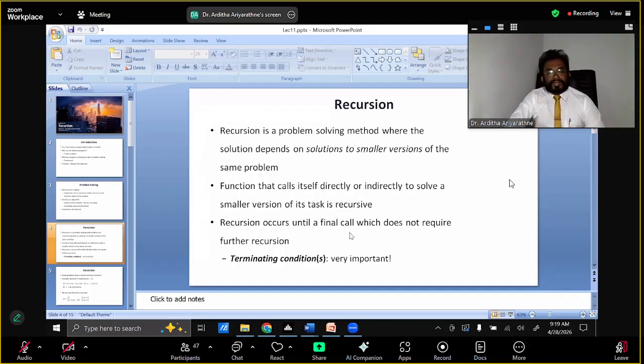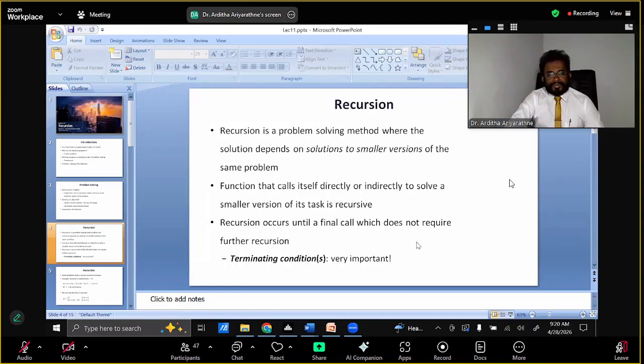Here, recursion occurs until a final call which does not require further recursion. I told you that this same function is called again and again until we reach the basic level. Once we come to the basic level, we are not calling the function again.